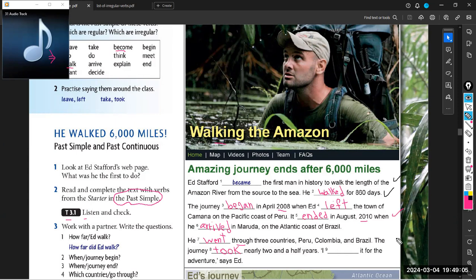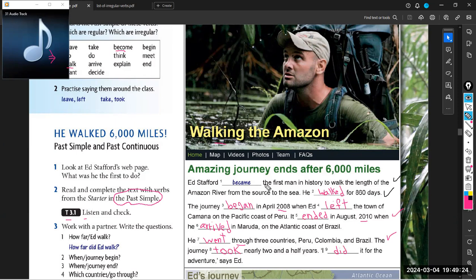He went through 3 countries, Peru, Colombia and Brazil. The journey took nearly 2.5 years. I did it for the adventure, says Ed. So I did it. Exactly. The past of do is did.